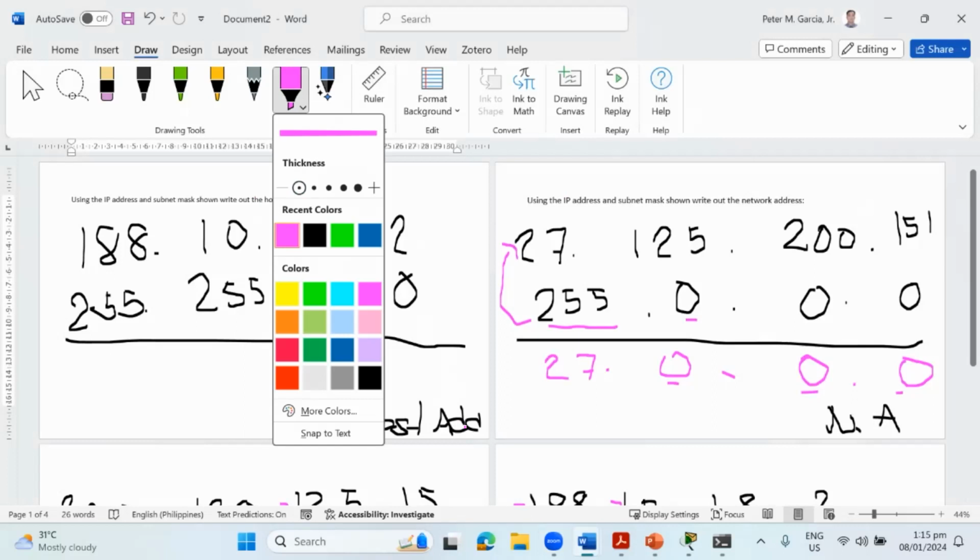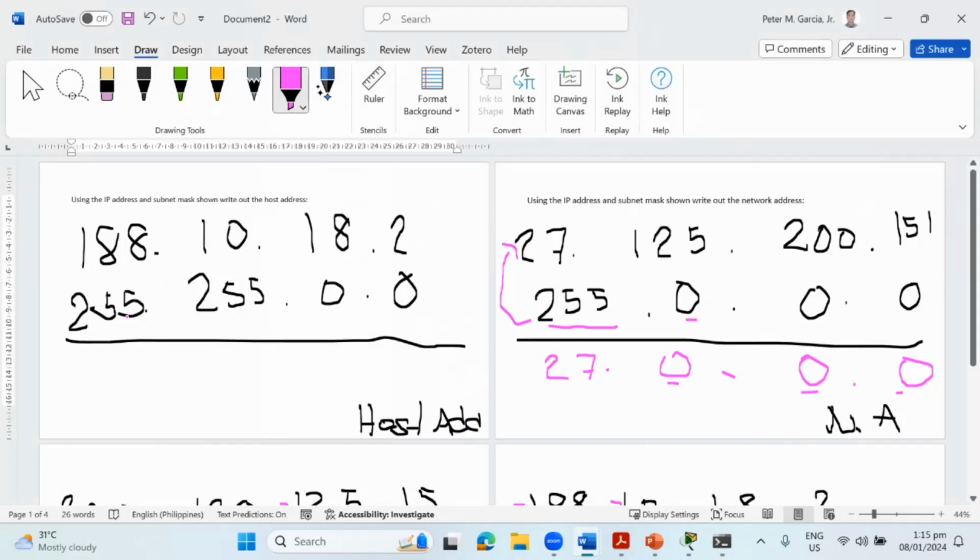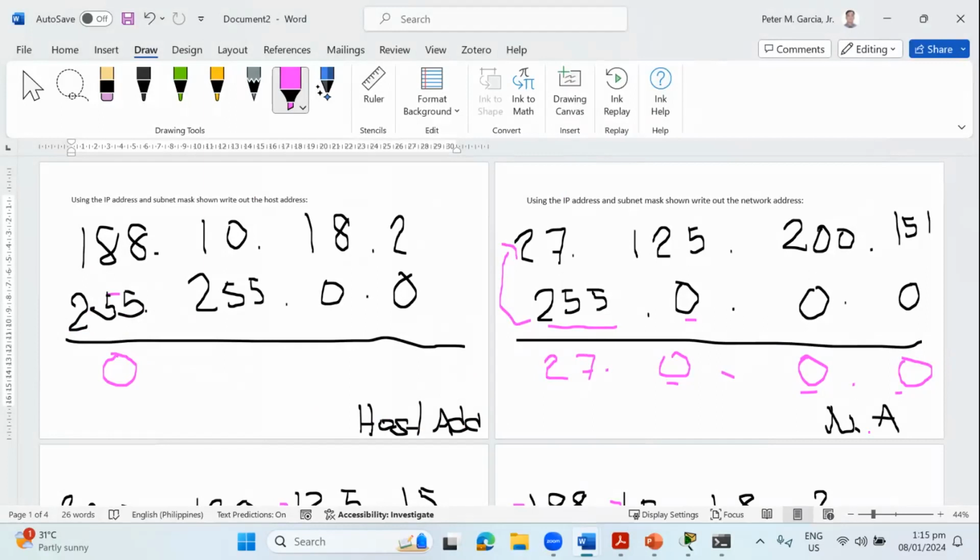Kapag hinahanap ay host address at ang subnet mask mo naman ay 255, it becomes 0. Baligtad naman. So kanina, hinahanap natin network address. Kapag network address ang hinahanap, subnet mask mo ay 255, simply copy the value above. Pero kapag hinahanap mo ay host address, kapag 255 ang subnet mask mo, it becomes 0. So this is 255, hinahanap natin host, this is 0.